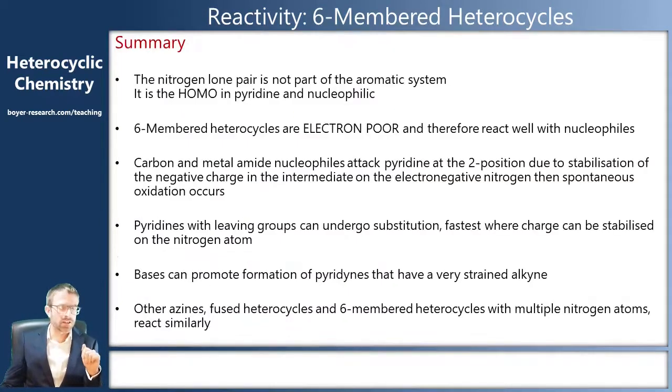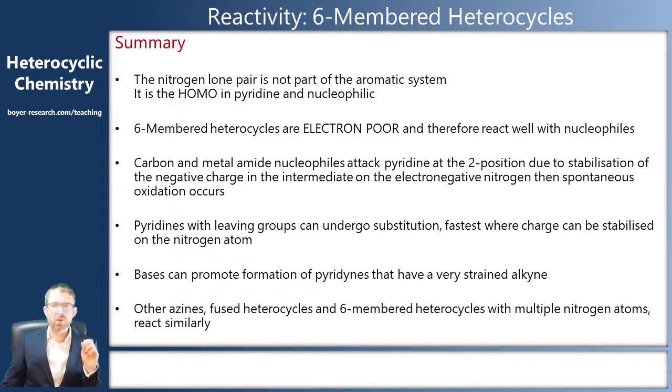We started this video looking at that nitrogen lone pair. It is the highest occupied molecular orbital, and this is very important in the reactivity. So it can react with acids and it can react with electrophiles to form pyridinium salts. In general, we saw that because the aromatic ring is made up of an electronegative atom, 6-membered aromatic heterocycles are electron poor, and therefore good electrophiles and react well with nucleophiles.